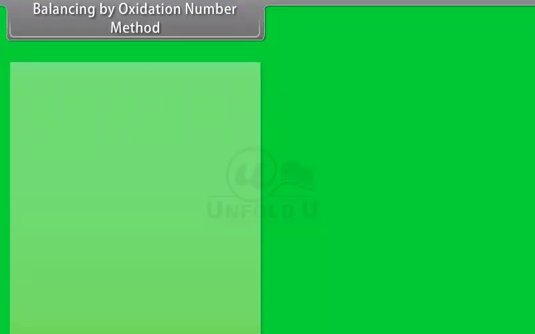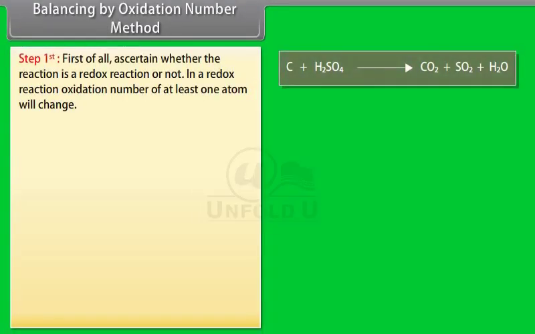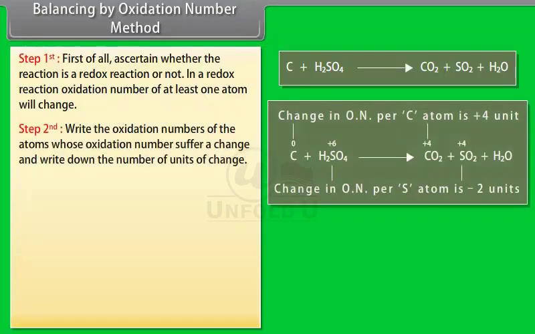Balancing by oxidation number method. Step first. First of all, ascertain whether the reaction is a redox reaction or not. In a redox reaction, the oxidation number of at least one atom will change. Step second.